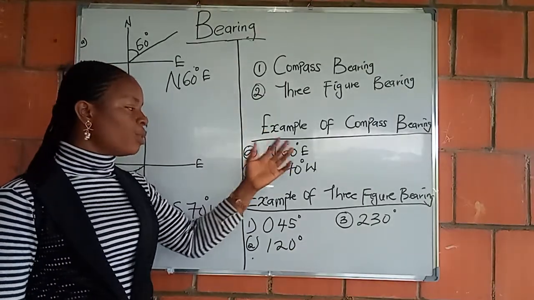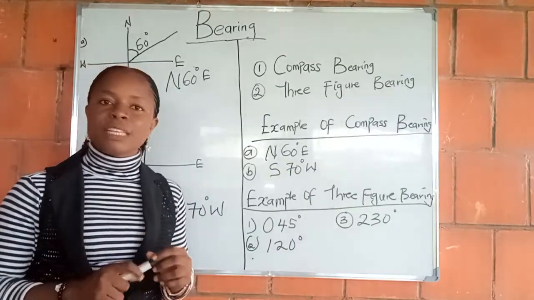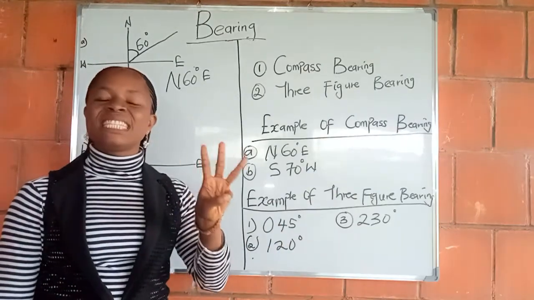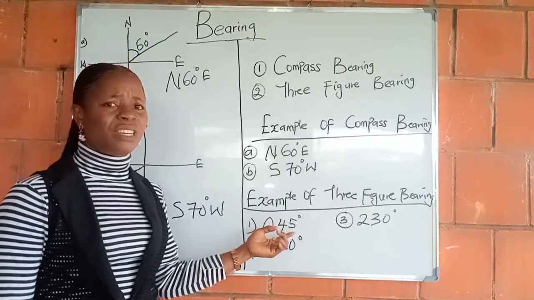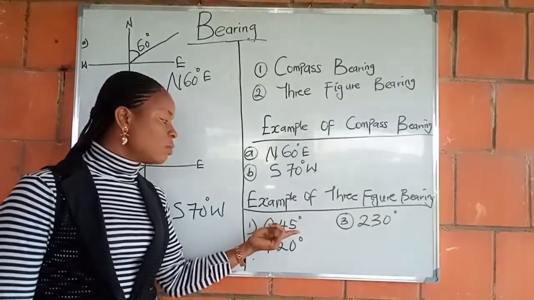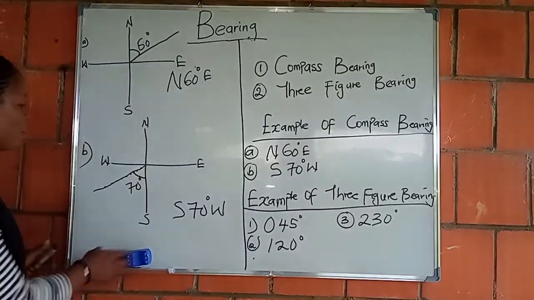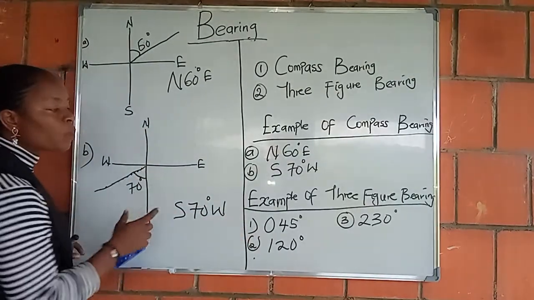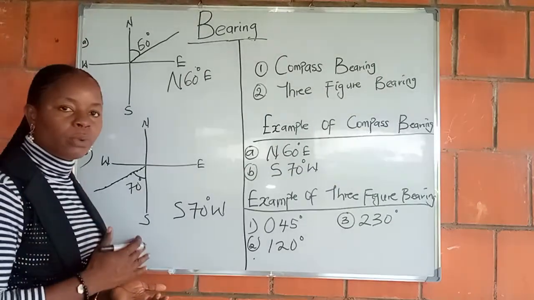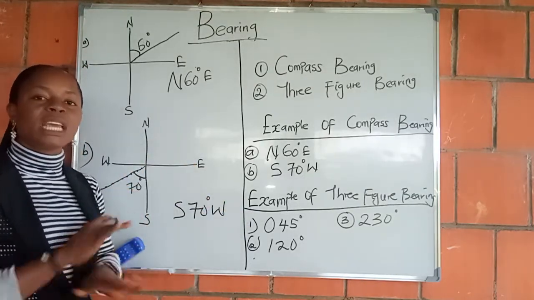We don't have the north, we don't have the south, we don't have the east. They are just represented with numbers. But the most important thing you should take note of under three-figure bearing is that it is always represented in 3-digit form. For example, this is just 45°. So we would just write 45°, but I write 045 degrees, because it must always come in 3 digits. Now I can also represent this in this cardinal form. Remember, three-figure bearing takes its measures only from the north pole.